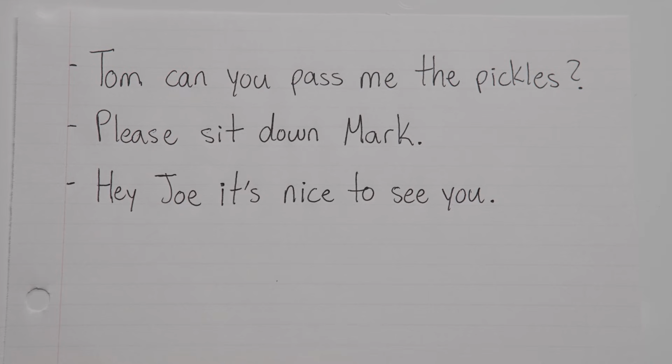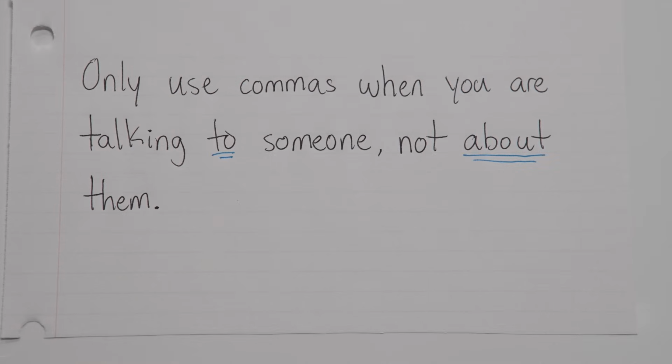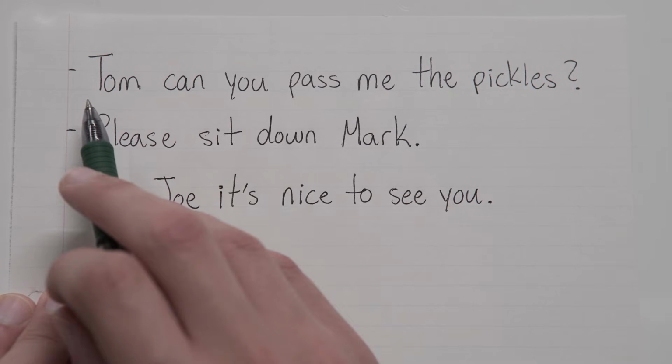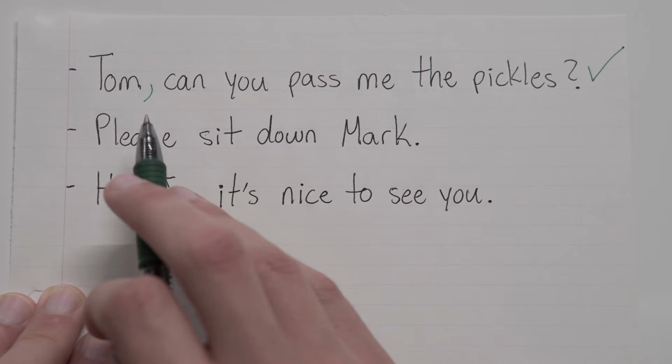So what do we do with the commas for these? Well, it's pretty simple. If you are talking to someone in your sentence, if you are directly addressing someone, you need to surround their name with commas if you can. Now, why do I say if you can? Well, let's take a look at the first example. I can't technically surround Tom's name because I can't put a comma before the sentence even starts, right? But I can put one after his name, so that is what I do.